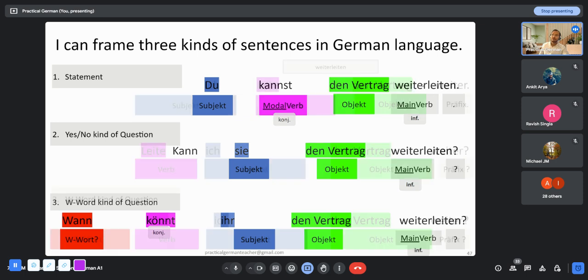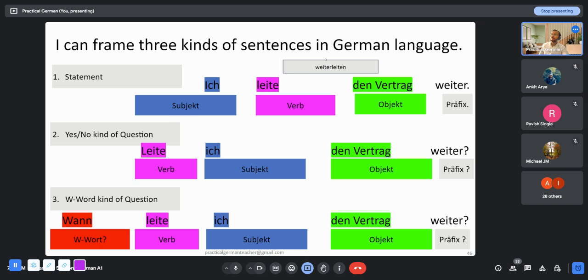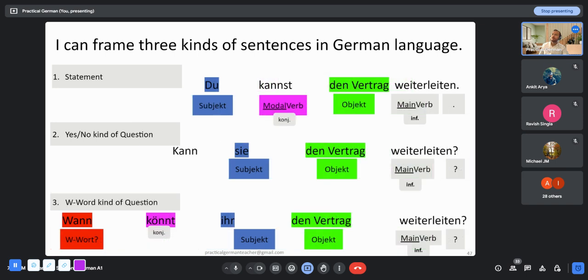So I told you the verb is weiterleiten. If you use a modal verb, here können, for "do it" it becomes "can", and the verb is in the last position. Just write the verb as it is. There is no need to separate them. You just write weiterleiten. Du kannst den Vertrag weiterleiten, kann sie den Vertrag weiterleiten, wann könnt ihr den Vertrag weiterleiten?